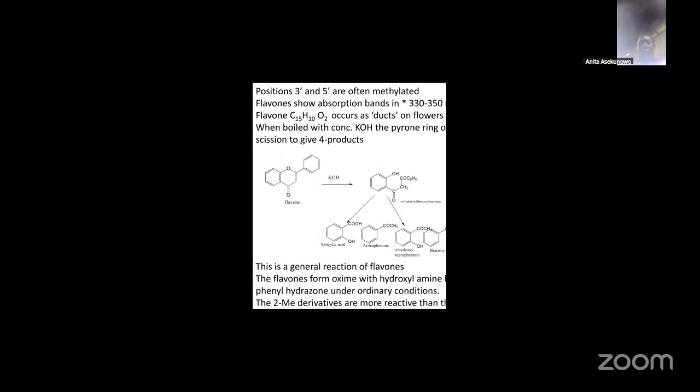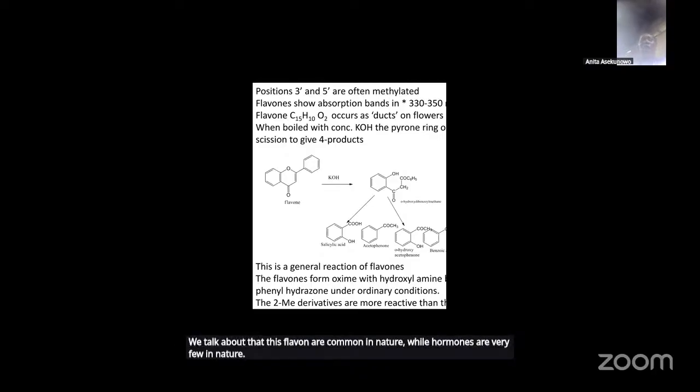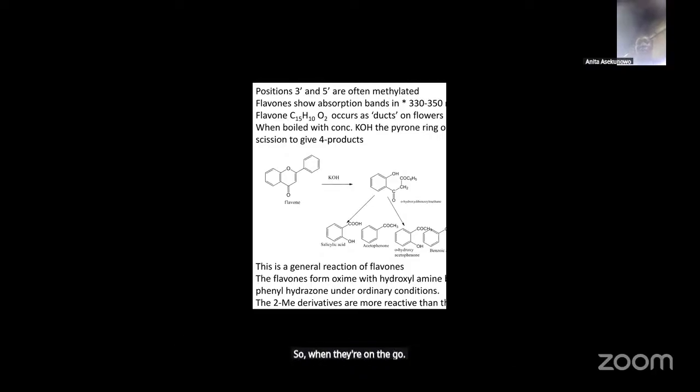Their reaction. Now, look at when we have 2-phenyl, we are having flavone. We talk about that these flavones occur more in nature, while chromones are very few in nature. So when they undergo reaction using concentrated base and heated, it's going to cause the ring of this pyrone to open, and we're going to have two products.